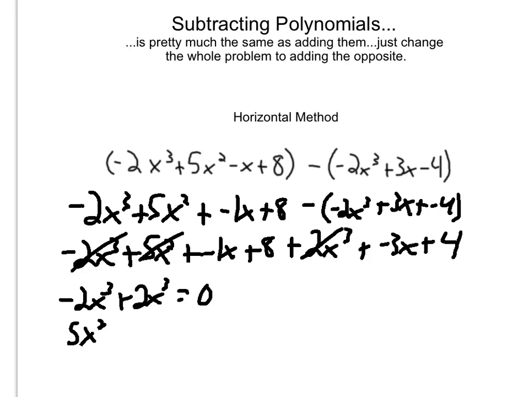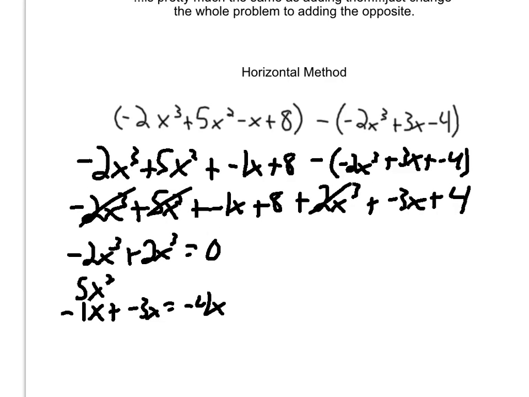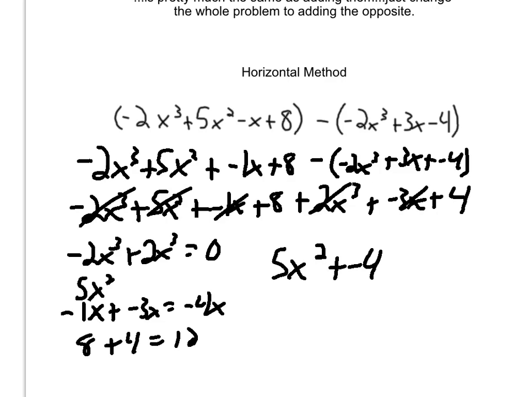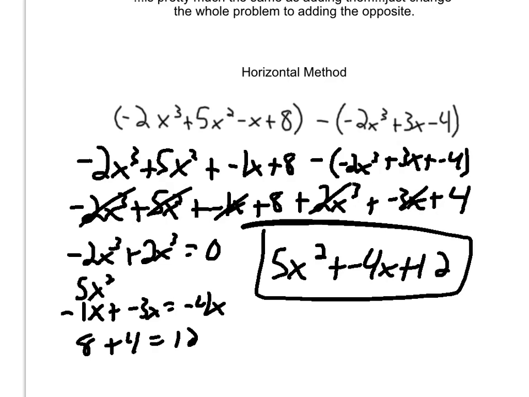Okay, then we've got negative 1x plus negative 3x equals negative 4x. And then the last thing we've got is 8 plus 4, which is 12. Okay? So I don't need to account for this 0, so I've got 5x squared plus negative 4x plus 12. 5x squared plus negative 4x plus 12. That's my final answer when I combine this.